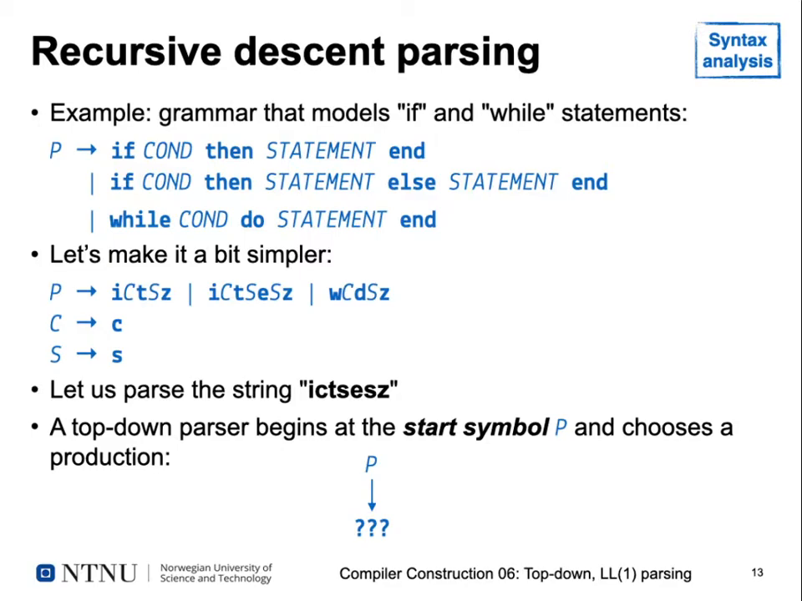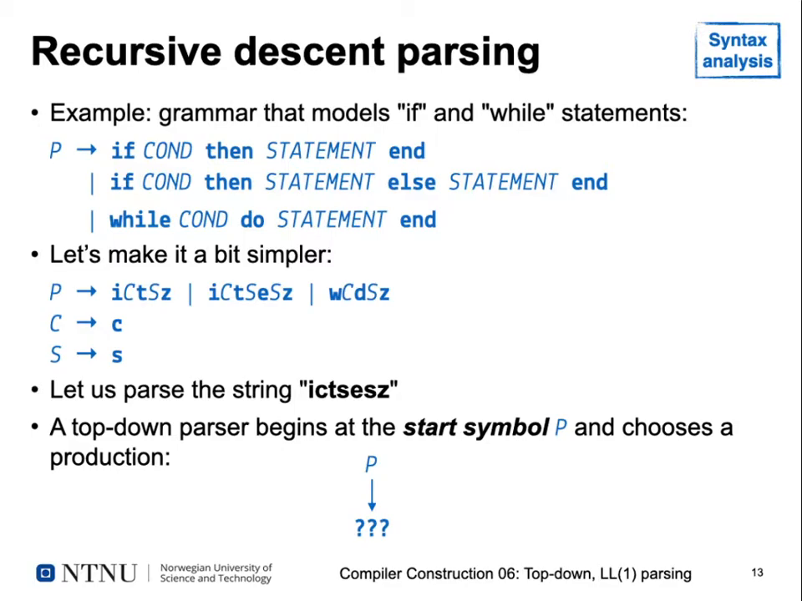And now we also resolve just our C's and S's here. So C just goes to a single character c, which stands for a condition, and S goes to a single input terminal character s, which stands for a statement. So this string here, i c t s e s z, let's try to parse it. So what are we doing here?